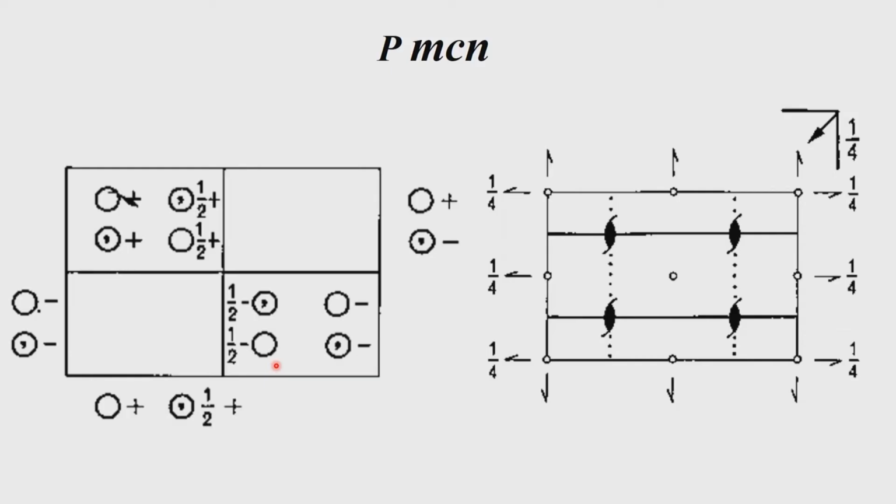PMCN, find out. A mirror perpendicular to a C glide perpendicular to B, and N glide perpendicular to C. So, we will have to find out what is the corresponding standard space group. So, we have to go to the international tables and go to the end of the international tables, look at what is appearing as PMCN, what is the translational change we have to do, because it is an orthorhombic system.